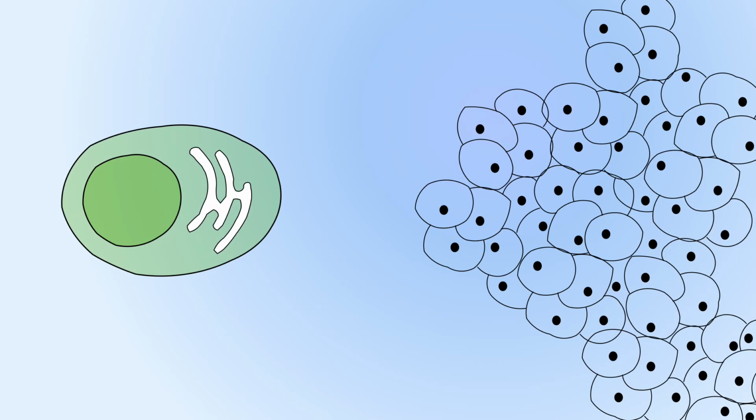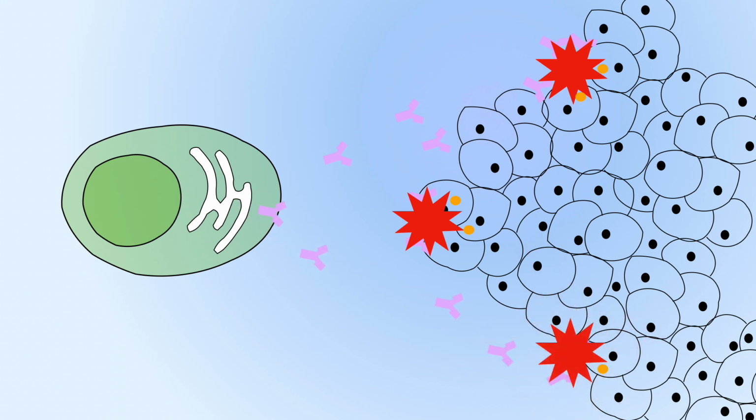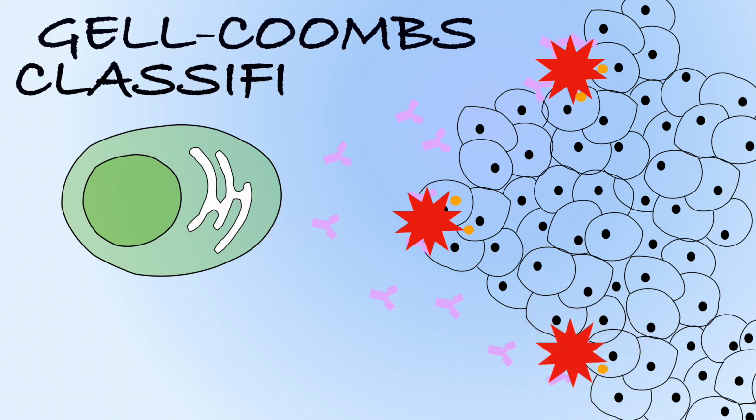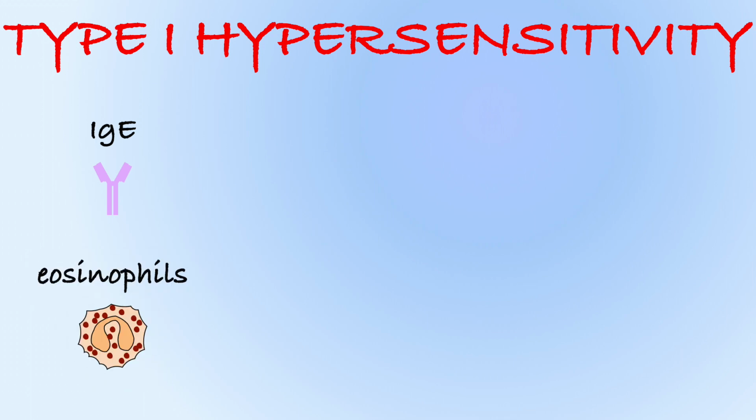Hypersensitivity reactions refer to an inappropriate immune response, which is an overreaction of the immune system to an antigen or allergen. The Gell-Coombs classification of hypersensitivity is the most widely used and distinguishes 4 types of hypersensitivity reactions. Type 1 hypersensitivity, also called the immediate hypersensitivity, is associated with increased levels of IgE antibodies and eosinophils.